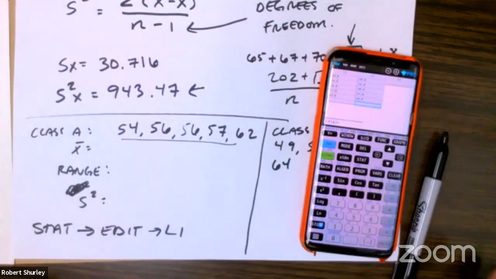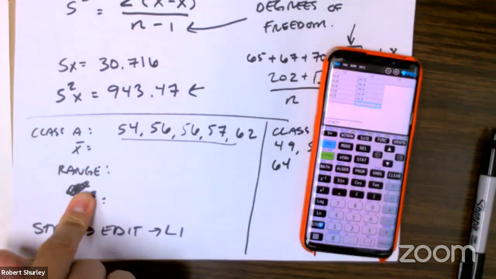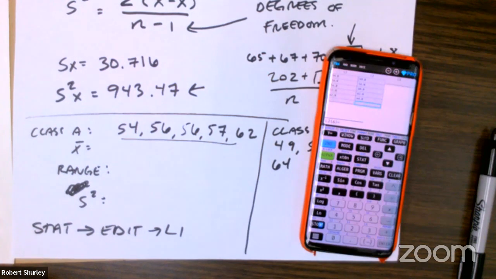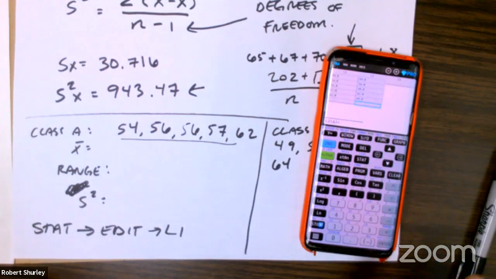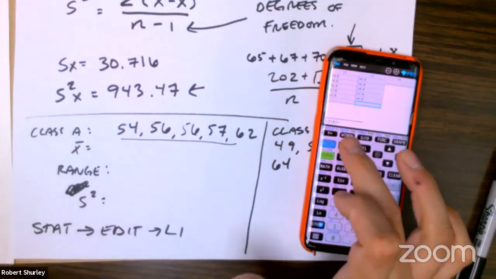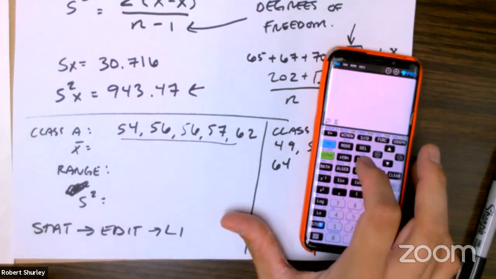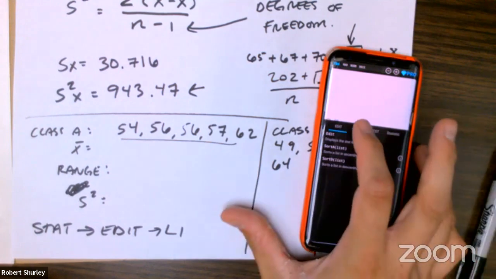There we go. I've got my 2 lists going on, and I want to find the same thing for both of them. Okay. I'm going to find the X bar, the range, and the sample variance. So I'm going to go back now, second quit, and I'm going to go back in and do the one variable statistic for both. So remember, to do the one variable statistic, we're going to click on stat and then calc.